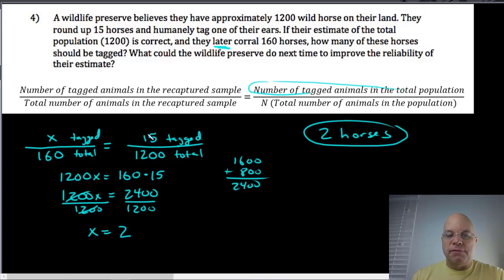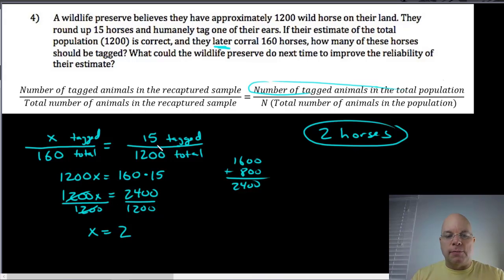If you only have 15 tagged horses out in this population of 1,200, you can capture 160 all you want, but it's very likely that none of those 15 tagged horses will be in that group of 160 horses. So if you get 0 tagged, it looks like your population of horses is actually infinite, which of course is unreasonable. And you might end up getting 4 or 5 back tagged, which throws off all your estimates. So really there's a couple ways they could improve on this.